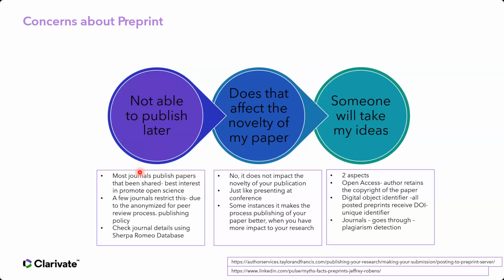So if you want to submit your papers to journals, always check their publishing policies. To check that, there is a site, the Sherpa Romeo database, which gives you the details of the policies of most journals and publishers. So before you publish in a preprint, if you intend to publish with publishers, make sure you go through the details with them, that it's okay to publish in preprints and the journal will still accept your publication after that. Just be careful on that.